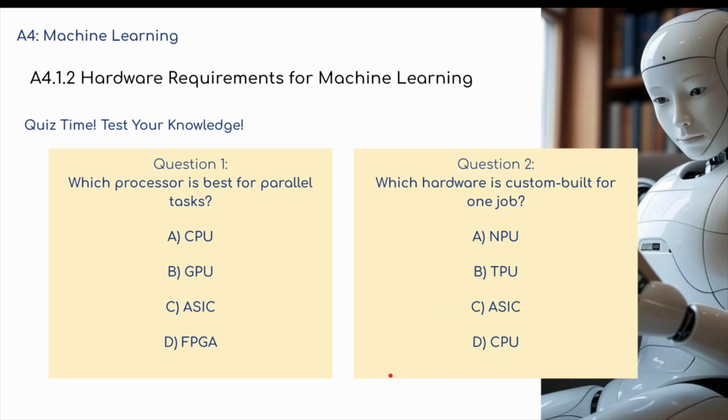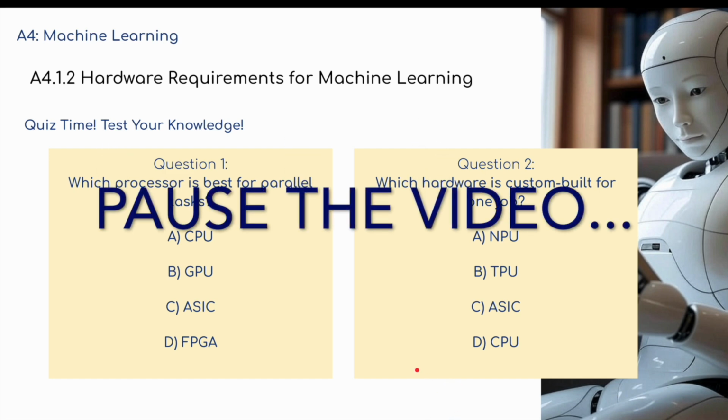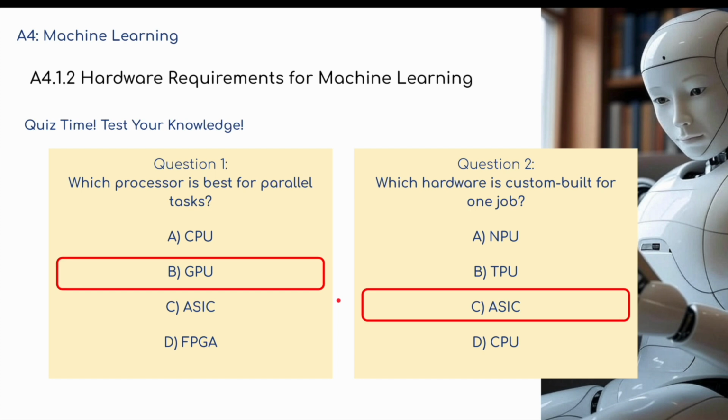Okay, so let's ask you a few questions on these. Question 1, which processor is best for parallel tasks? Is it A, B, C, or D? And which hardware is custom built for one specific job? Is it NPUs, TPUs, ASICs, or CPUs? Pause the video. When you've got the answer, press play and I will tell you what they are. Here we go. B, the GPU, and C, the ASIC.